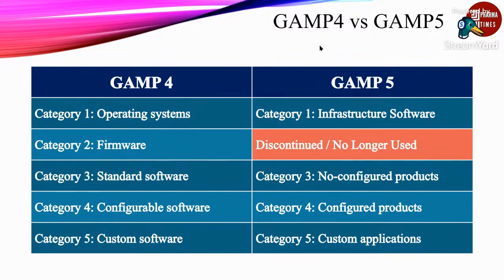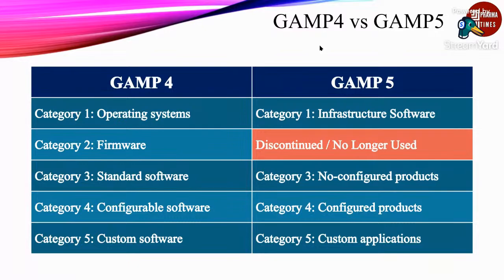In GAMP 4, category 2 is firmware. Category 2 in GAMP 5 is not used, which means it is discontinued and no longer used in GAMP 5. So you can say that in GAMP 5 there are only four categories: category 1, 3, 4 and 5. So category 2 is not in GAMP 5.